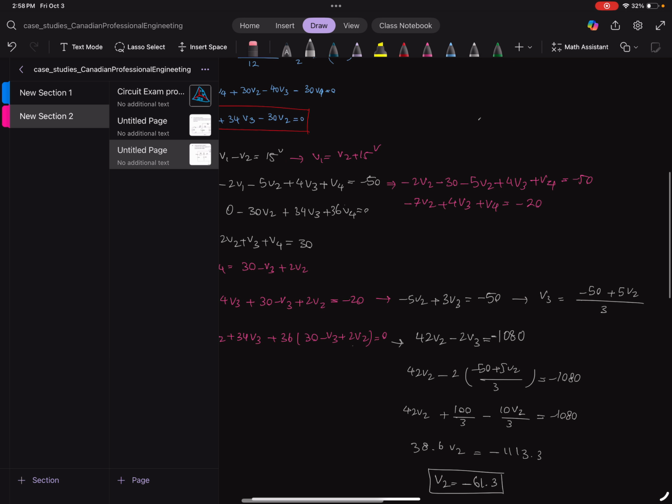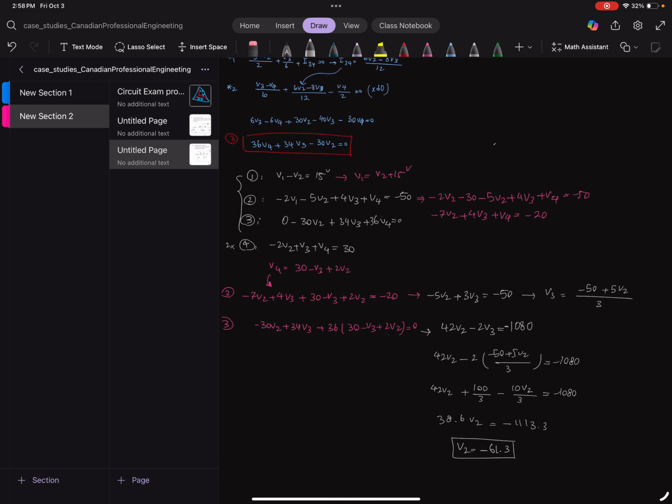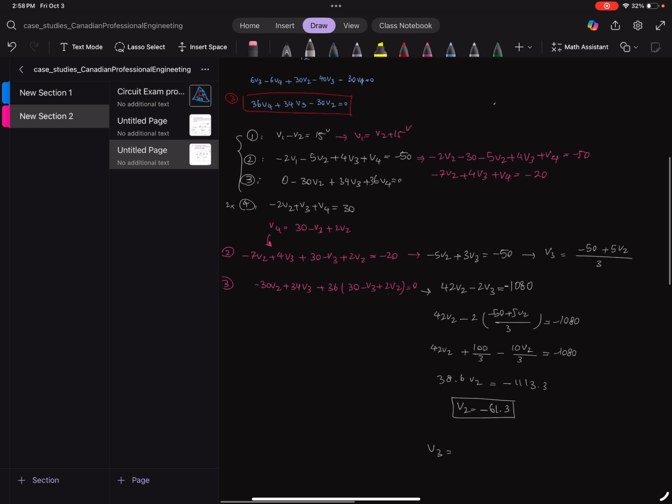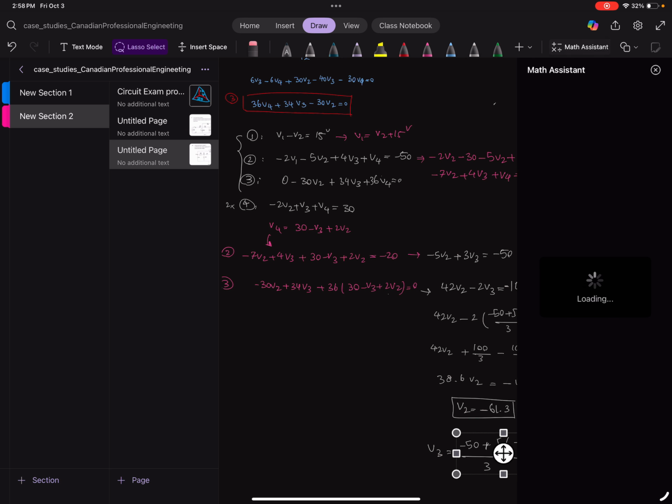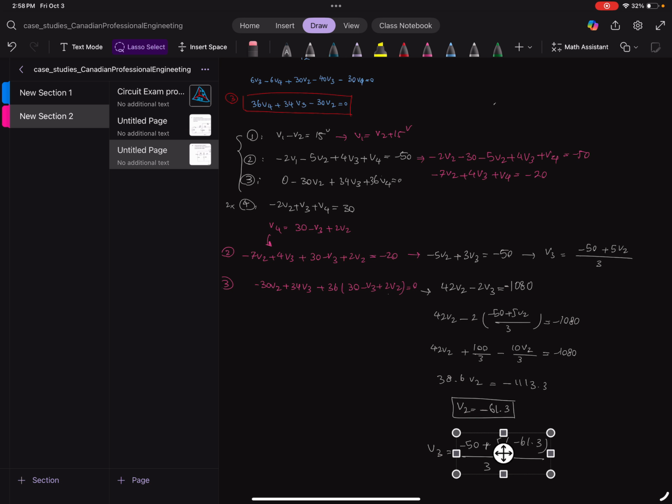Okay, I might have made a mistake here, guys. I'm just showing you the process. I might have made an arithmetic mistake or something. Now V3 is going to be minus 50 plus 5 times minus 61.3 over 3. Let's see if it will solve this one for us. Bad writing. Okay, so 561.3 plus 50.